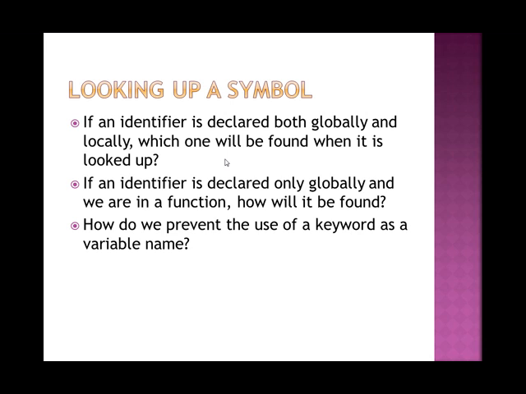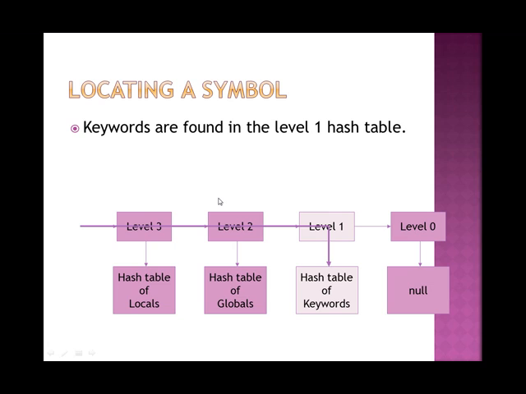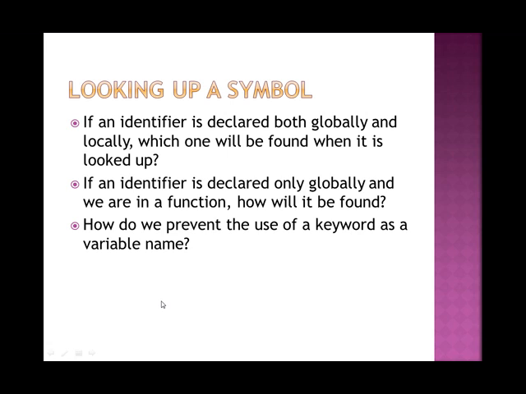Next, looking up a symbol. If an identifier is declared both globally and locally, that is, if the identifier is declared either at this level locally or globally, or both local and global, which one will be found when it is looked up? That is, if it is available in block 3 and block 2, then which identifier will be found or looked up?